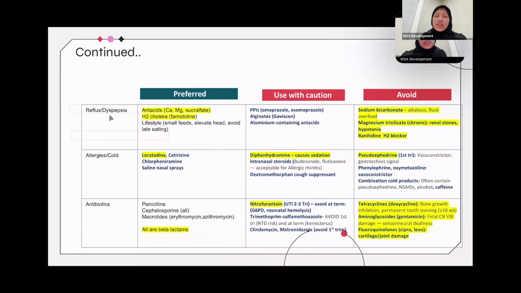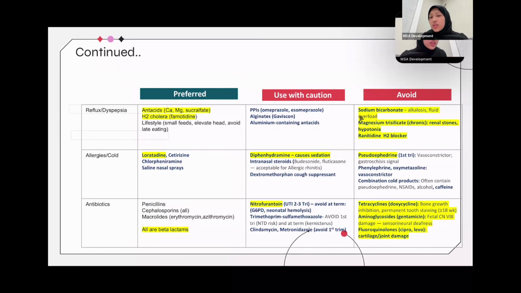For reflux, again, antacids are good. Calcium, magnesium, ions are good. Famotidine is an H2 blocker in the stomach, so it's good. Lifestyle is always recommended. Use with caution, which is PPIs. You do not want to suppress that acid too much in pregnancy, as well as other antacids. That is not the calcium and these things. So just remember calcium, magnesium, H2 is fine.